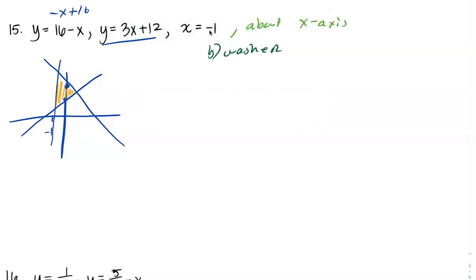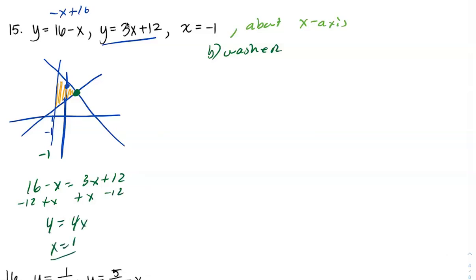So you have to find the limits. One of my limits is negative 1. The other limit is that guy. So we have negative 1 here. That's where I'm going from, ending right there. So how do I find that? Like always, set them equal to each other. So I get 16 minus x equals 3x plus 12. Let's do a little algebra. Plus x, minus 12, minus 12. 4 equals 4x. x equals 1. So this is at 1. We're going from negative 1 to 1.